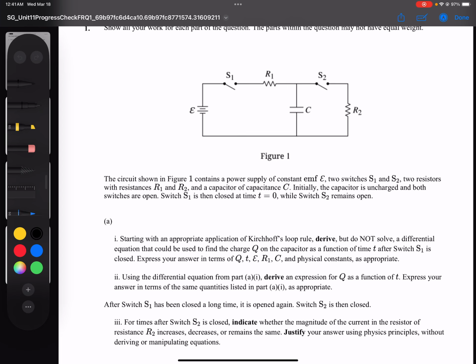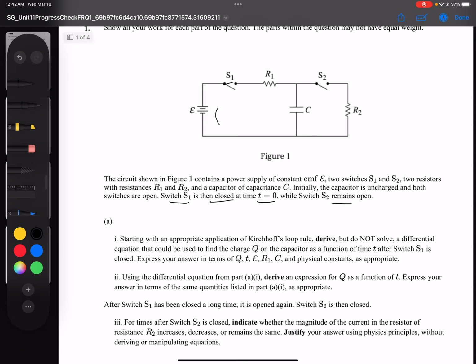And we have to express our answer in terms of Q, T, epsilon, which is the EMF of the battery, R1 and C. Here, at time T equals 0, switch 2 is going to remain open, but switch 1 is going to be closed. So we're going to close switch 1, and we need to use the loop rule to write down an equation to set up our differential equation, but you don't have to solve it for part 1, only for part 2.